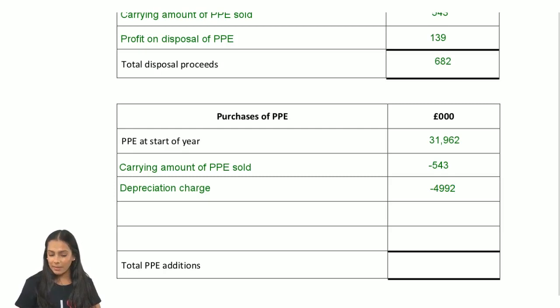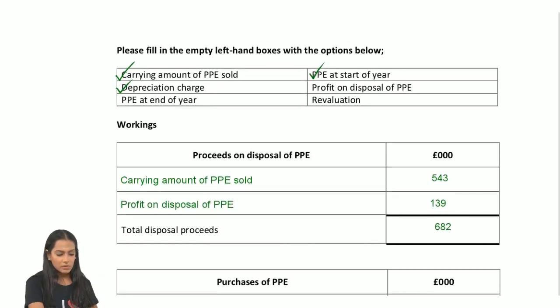Anything else has an impact on PPE? We've got PPE at the end of the year, and we're going to be doing that final line. The profit on disposal of PPE, this is not going to be shown because the profit on disposal, that's going to be relating to the calculation of the sales proceeds.